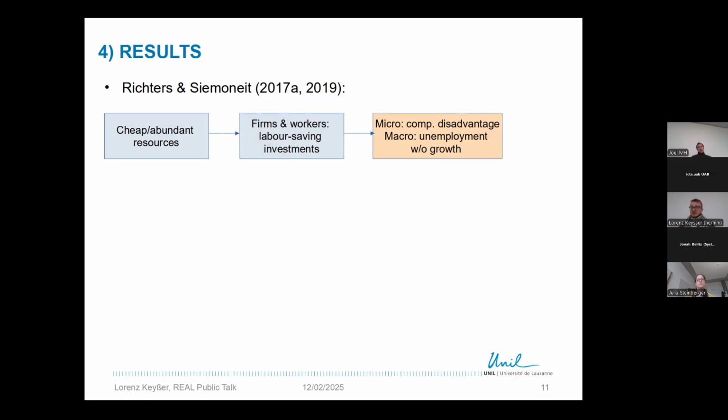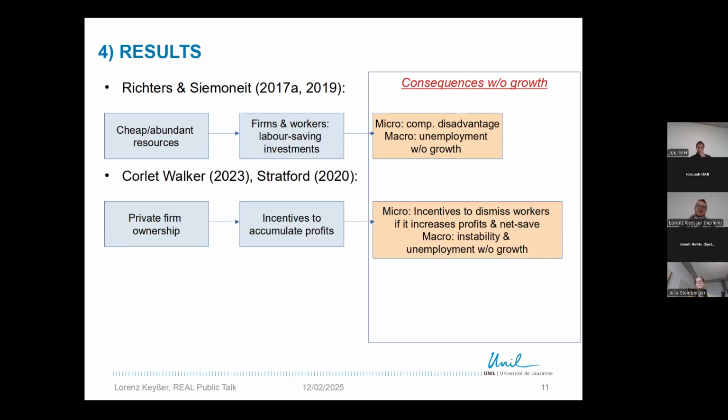So on a micro level, if we only look at the individual firm or individual worker, without growth this leads to an economic competitive disadvantage, whereas on a macroeconomic level, through these labor-saving investments, as I just explained, it leads to unemployment without growth.